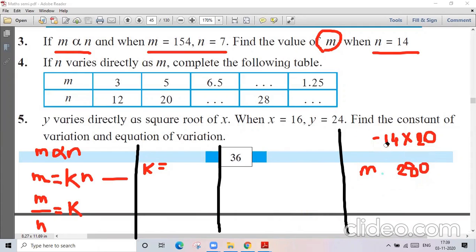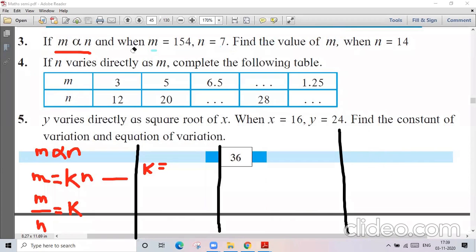Erase करतो. Yes, चलो. So we'll solve. Yes. Same आहे M directly proportional to n. आता इथे n varies directly as M. असं केलं तरी चालतं आणि याप्रमाणे केलं चालतं. That there is no difference there. Right. Sure. So find the value of K.